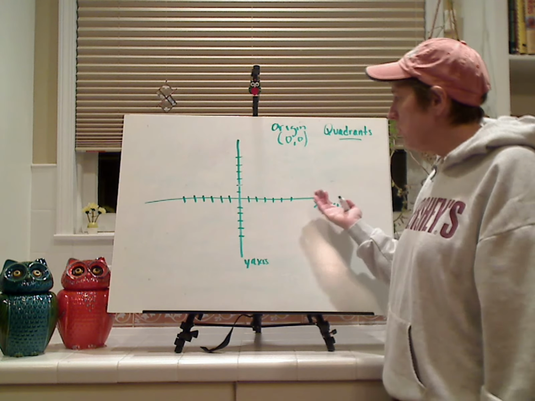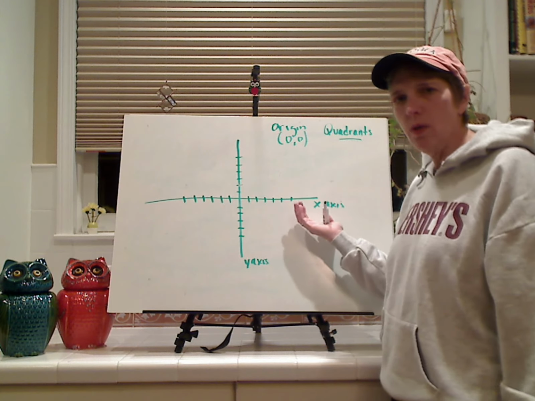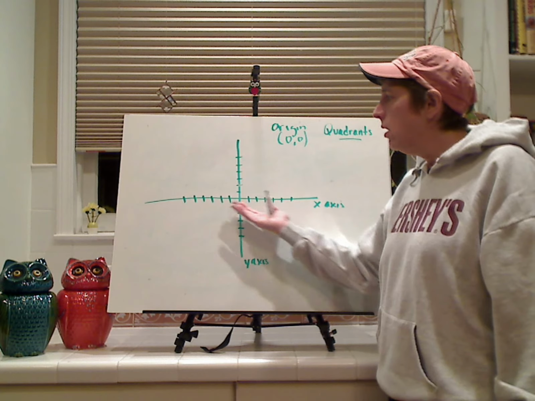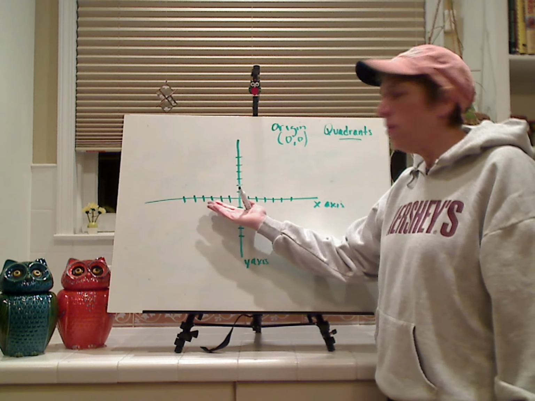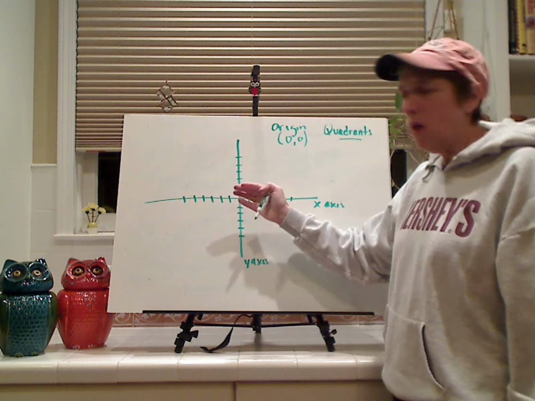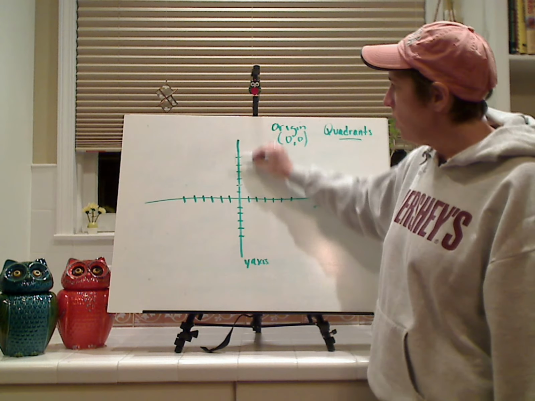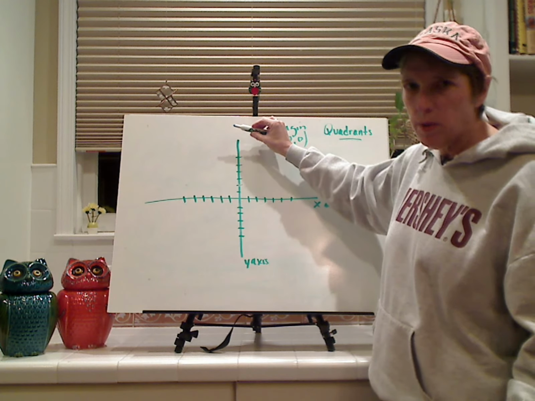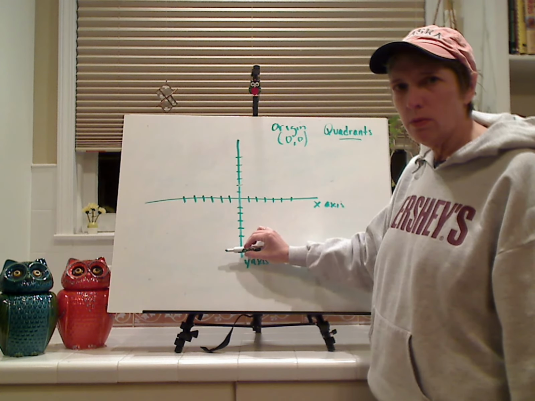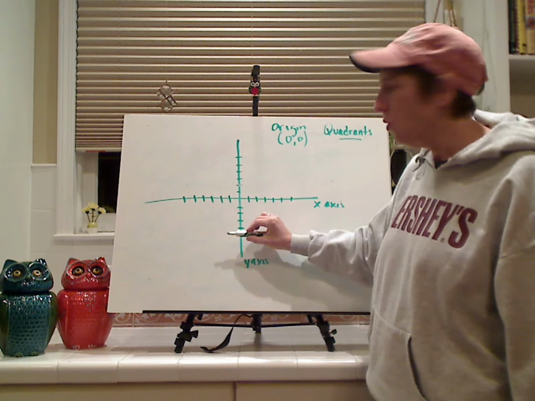Everything is in units of 1 right now. The positive numbers are to the right on the horizontal line for the x-axis, and to the left on the x-axis are the negative numbers, with 0 in the middle. On the y-axis, the positive numbers are above, so think of a thermometer, and the negative numbers are below, where the intersection is the origin.